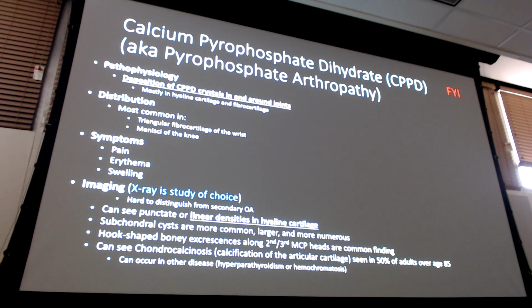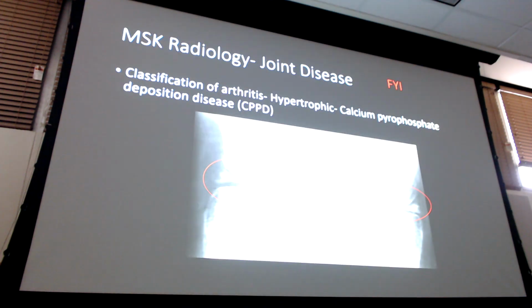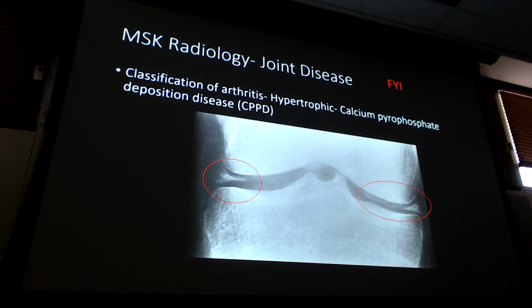CPPD. These are some crystals around the joints. This is FYI. This is still going to be an X-ray study of choice. I'm not going to test you on this one. But what can happen here is when you start to see these guys on an X-ray, right? This is not an MRI. Now, MRI, we saw that fluid in the joints and stuff, right? We can't see fluid here. This is calcium pyrophosphate deposition disease, CPPD. Okay? And yes, it's correct, it's pyrophosphate for PP deposition, not supposed to be two U's.